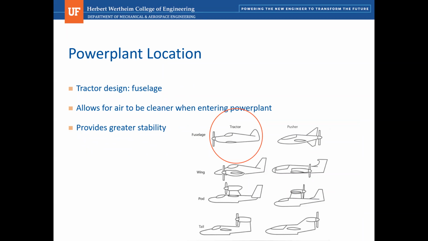The location of the power plant was also important, and we chose to use a tractor design and mount it onto the front of our fuselage. The main reason for this location was due to the fact that the air that would be coming into our power plant would be much cleaner if it was placed out of the way of any other hindrance. It provides great efficiency as well as great stability.